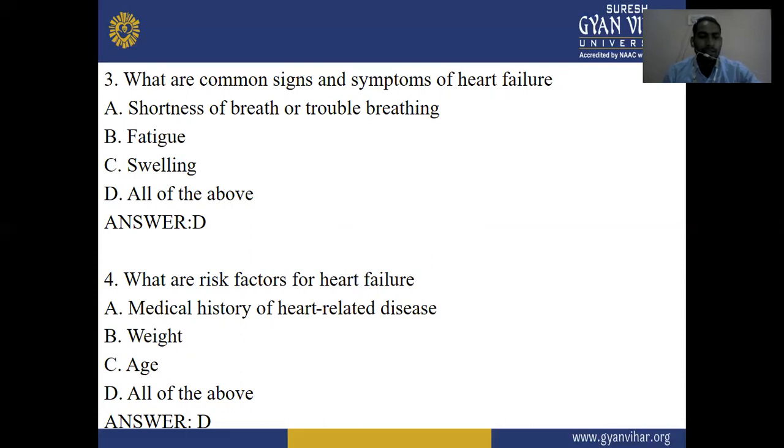Next question. What are risk factors for heart failure? Option A is medical history of heart related disease. Option B is diabetes. Option C is obesity. Option D is all of the above. The right answer is D, all of the above for the risk factors of heart failure.